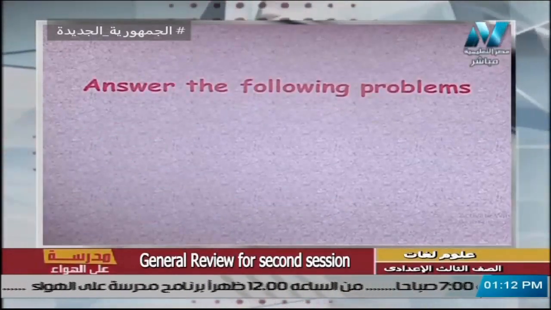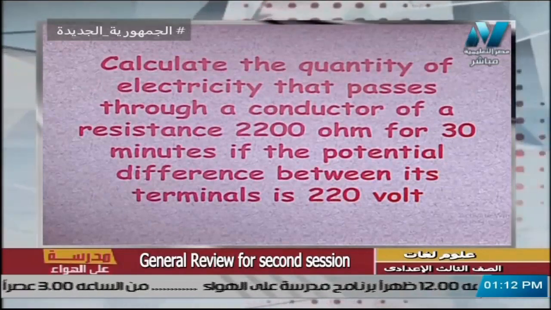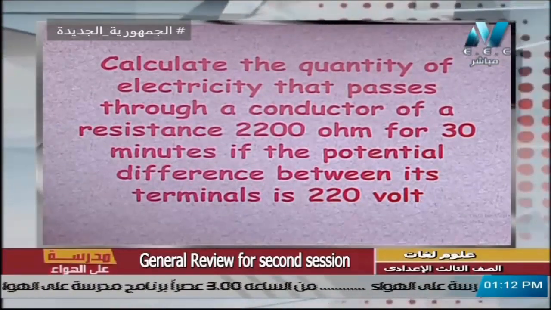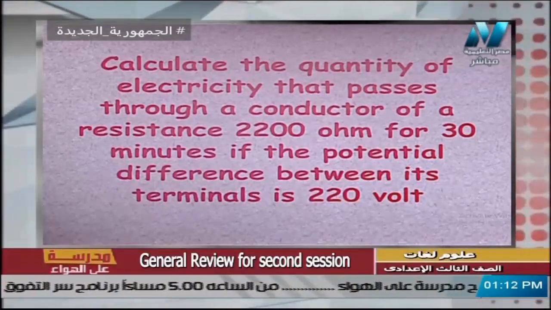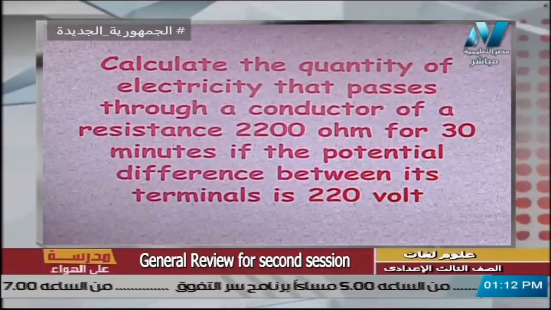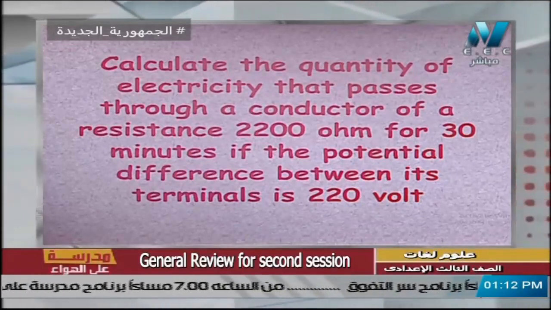Answer the following problem. Calculate the quantity of electricity that passes through a conductor of resistance 2200 ohm for 30 minutes if the potential difference between its terminals is 220 volt.